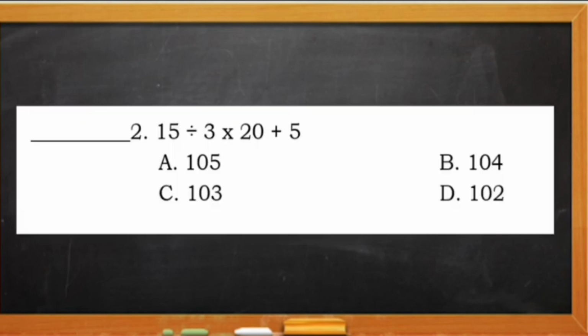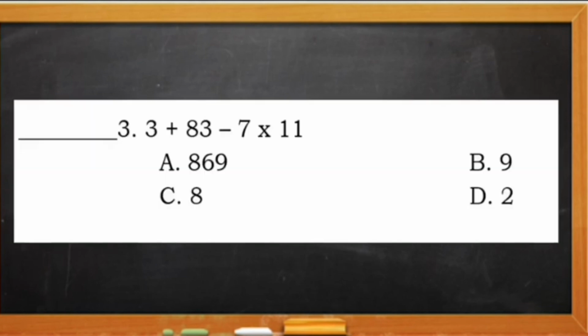Number 2. 15 divided by 3 times 20 plus 5 is equal to 105. Letter A. Number 3. 3 plus 83 minus 7 times 11. The answer is B.